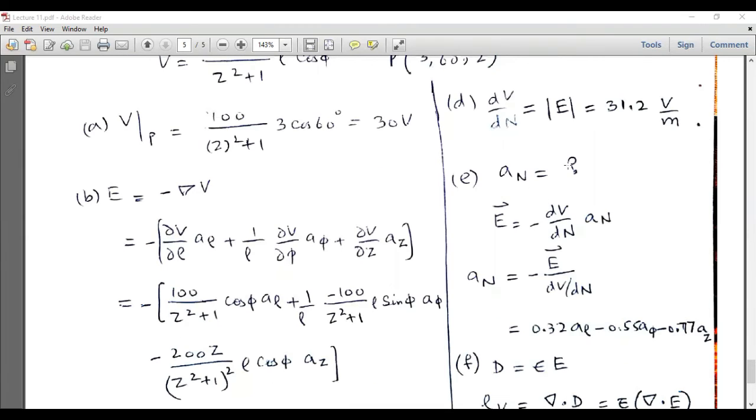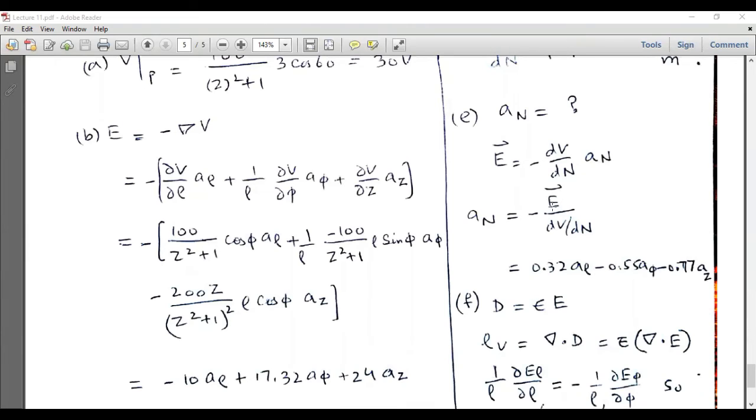Now AN is another quantity which has to be found out, and we know that electric field is equal to minus dV over dN AN. So AN is equal to minus E vector over dV over dN. We are given this E vector, and we also know dV over dN. So this unit vector AN can also be evaluated easily.